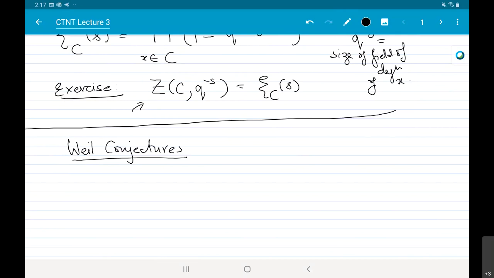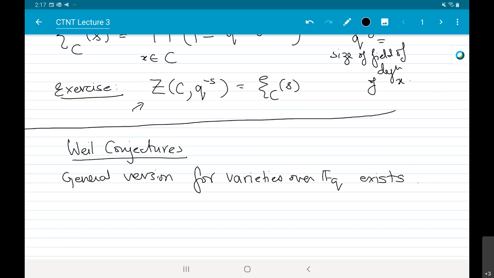I will say that there's a general version that was proved by Deligne, Grothendieck, Dwork, and a lot of people, for varieties, right? So smooth projective varieties over F_q. This exists, but I'm not going to state it. Today we're only going to do the version for curves.